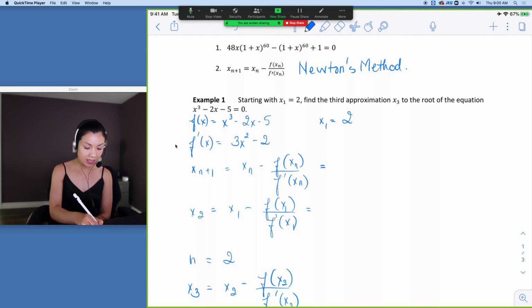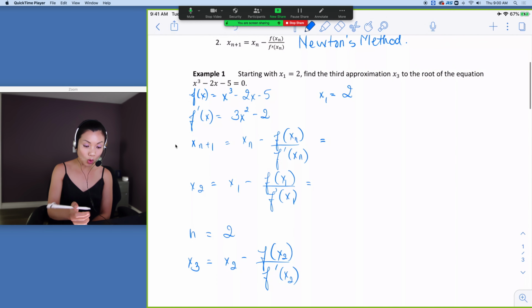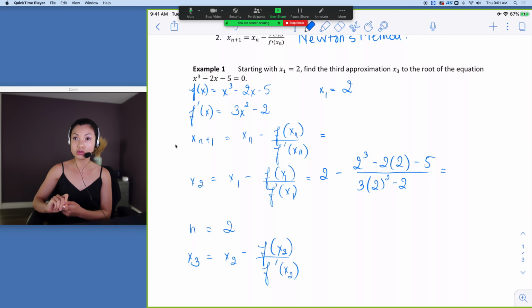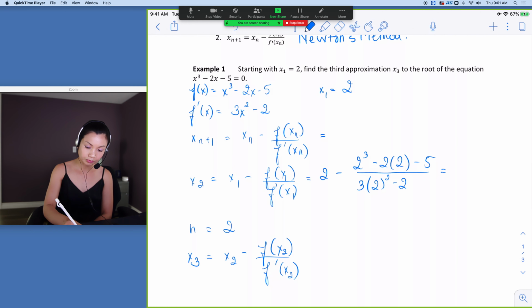x1 in this case is 2 minus f of x1. So we pretty much just plug it in, right? 2 cubed minus 2 times 2 minus 5, divided by f prime of x1. So f prime is 3 times 2 squared minus 2. And when you do the calculation, we end up with 2.1. That 2.1 becomes x2.